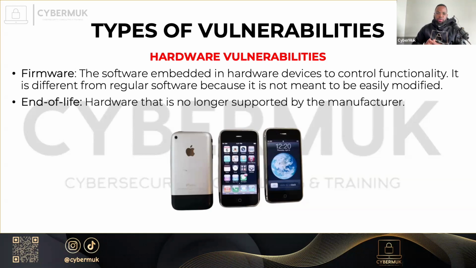Another type of hardware vulnerability is end of life. End of life is hardware that is no longer supported by the manufacturer. For example, the iPhone version 3 or 4 is not supported by Apple anymore. So if you're still using an iPhone 3 or 4 and a problem arises and your phone crashes, Apple will not support you. So this is a situation called end of life. It's no longer supported by the manufacturer.